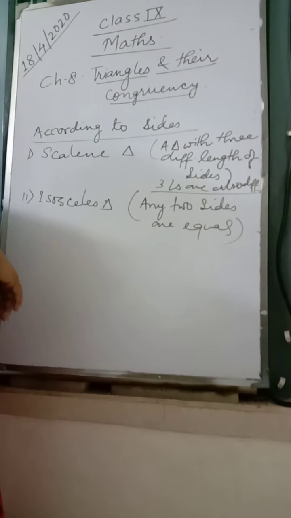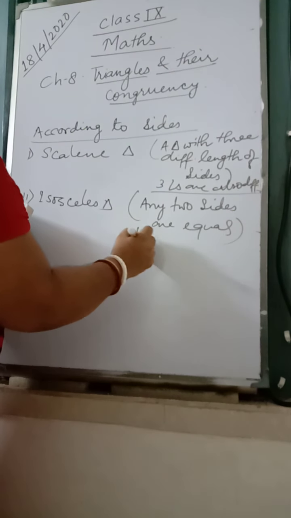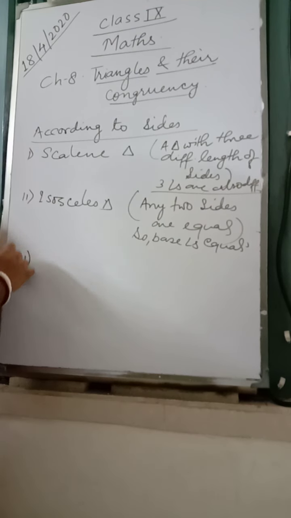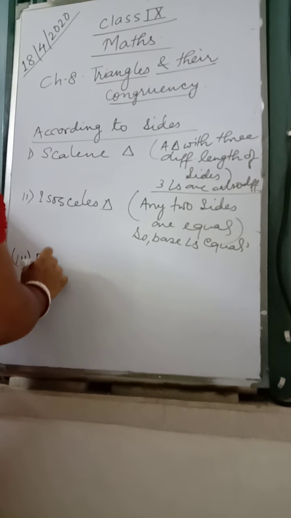And in isosceles, 2 sides are equal, so base angles are equal. This is already given in your book. Very nicely they have explained. They have given you the name of the triangle, conditions and example, with the figure they have explained. You can see page number 116. And third we have the equilateral triangle.